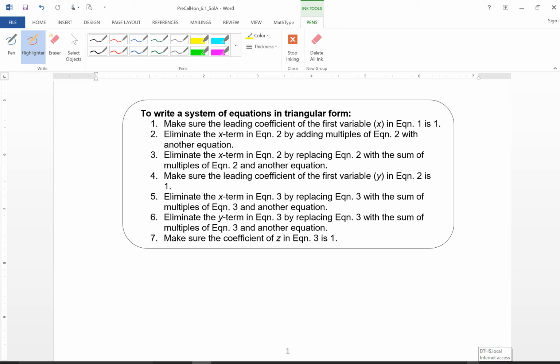Okay, so here are the steps. First, you make sure that the leading coefficient of the first variable in equation 1 is 1. Usually that's going to be x. So in the first equation, the x term should have a coefficient of 1. Then you're going to eliminate the x term in equation 2, and you're going to do that by adding multiples of equation 2 with another equation.